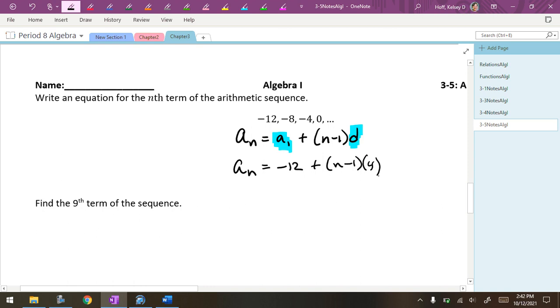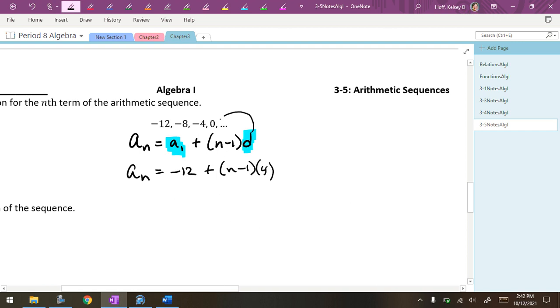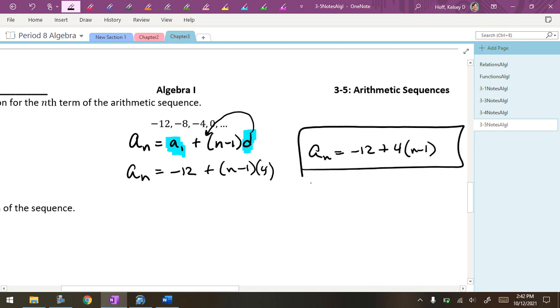Now, I hate how that looks. And I put the 4 in parentheses, but many of you didn't. This is where I say, I put the common difference in front of that parenthesis. A of n equals negative 12 plus 4 times n minus 1. That's all you have to do. That's it. That is the equation. That is the equation for the nth term of the sequence.